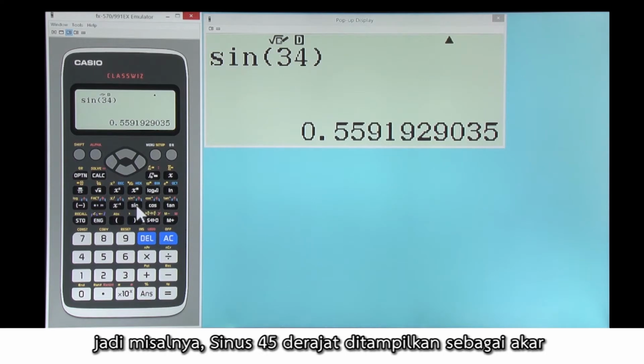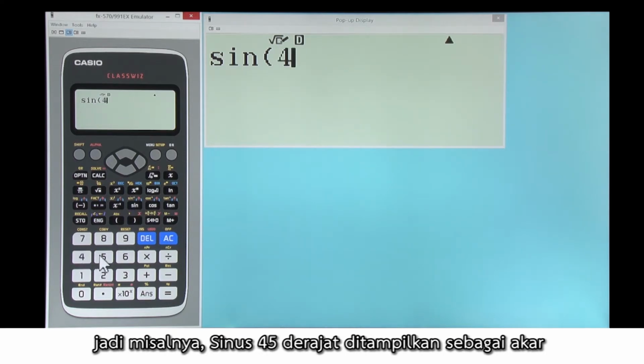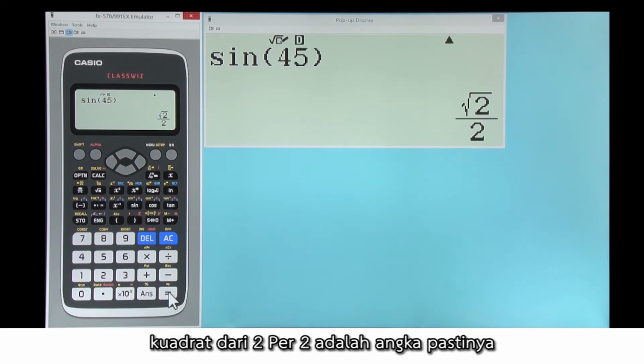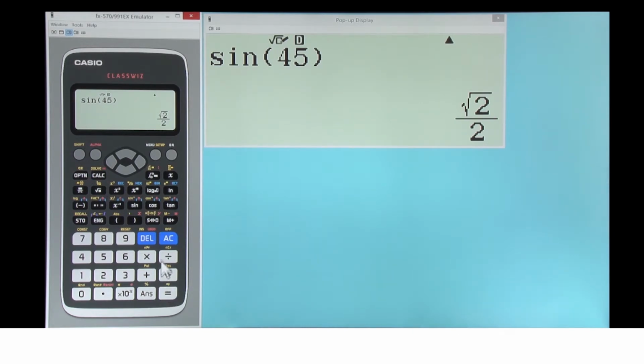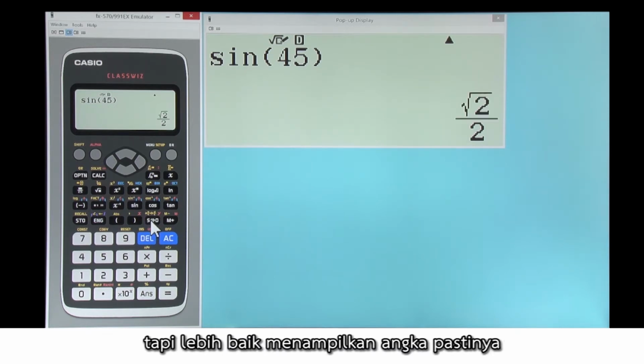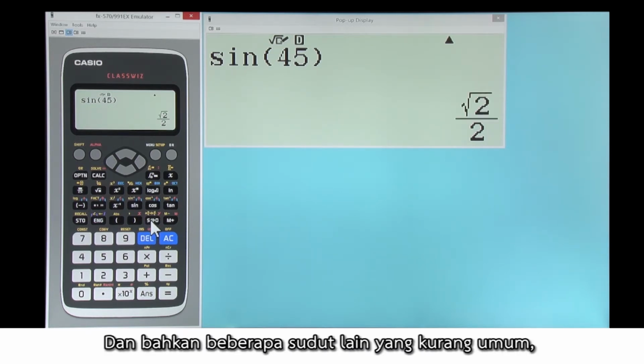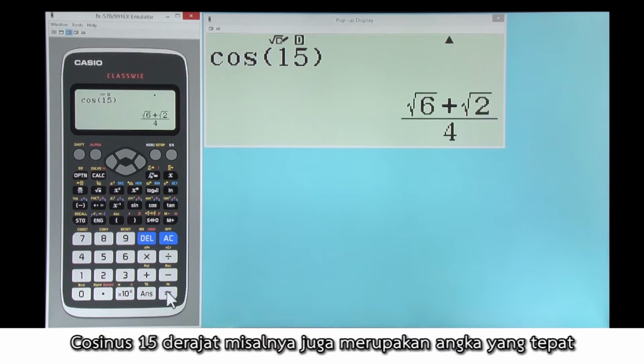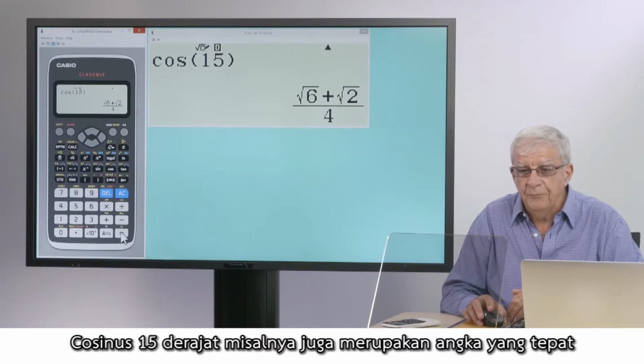So for example, the sine of 45 degrees is shown as the square root of 2 over 2. It's an exact number. You can get a decimal, of course, with the S to D key, but it's better to have an exact number. And even some other less common angles, cosine of 15 degrees, for instance, is also an exact number.